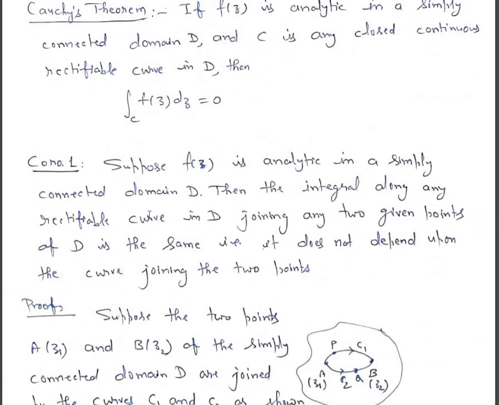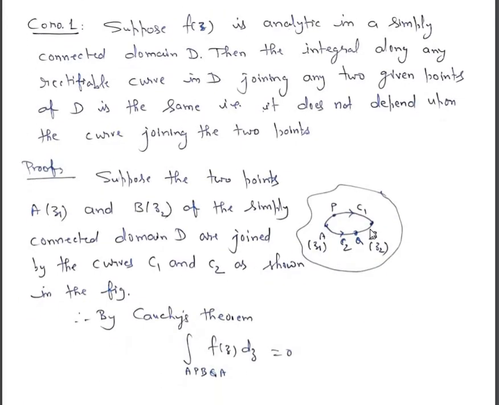Now, corollary 1 of this theorem is for simply connected domains. Suppose f(z) is analytic in a simply connected domain D, then the integral along any rectifiable curve in D joining any two given points of D is the same. That is, it does not depend upon the curve joining the 2 points. Means if we have a domain D and inside it 2 points, A and B, joined by 2 curves, C1 and C2, then we have to show that the integral over C1 of f(z) dz is the same as the integral over C2 of f(z) dz.